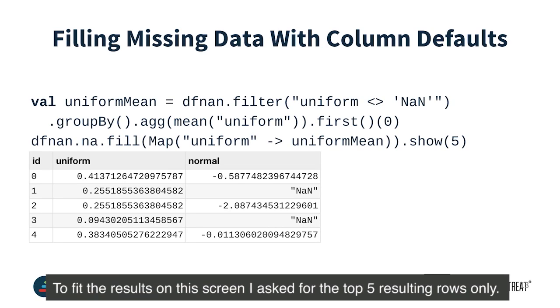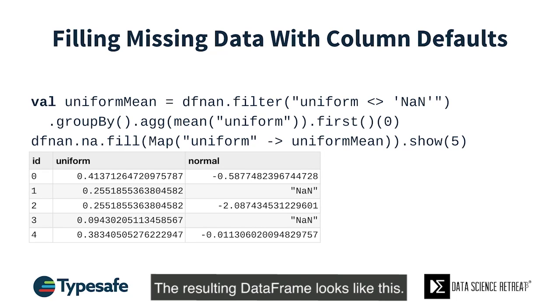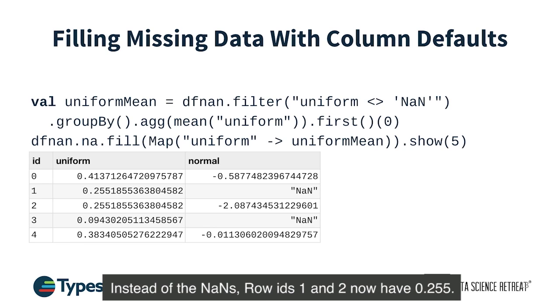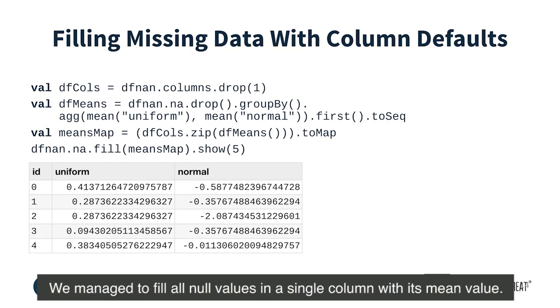To fit the results on this screen, I asked for the top 5 resulting rows only. The resulting data frame looks like this. Instead of the NaNs, row IDs 1 and 2 now have 0.255. We managed to fill all null values in a single column with its mean value.